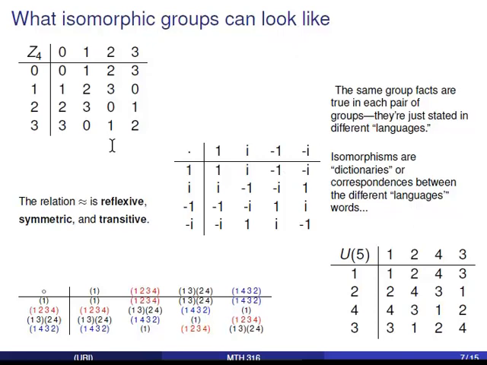And the relation is transitive. So if Z4 is isomorphic to this group of complex numbers, and this complex number group is isomorphic to U of 5, then it should be automatically true that Z4 is isomorphic to U of 5. Now these statements are all true. They can be proved if you're careful about it, and you might take that as an exercise. But any relation, remember, that is reflexive, symmetric, and transitive is an equivalence relation, and so group isomorphism is an equivalence relation.